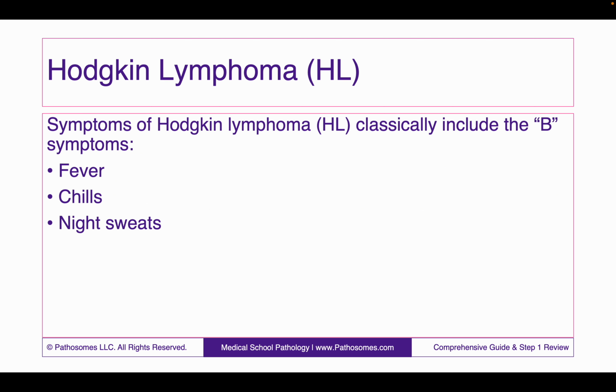Yikes. Symptoms of Hodgkin lymphoma classically include the B symptoms. What are the B symptoms? Well, the B symptoms are fever, chills, and night sweats. So your patient might be complaining of feeling hot and cold and their sheets being wet, waking up in the middle of the night feeling like they're soaked. B symptoms.